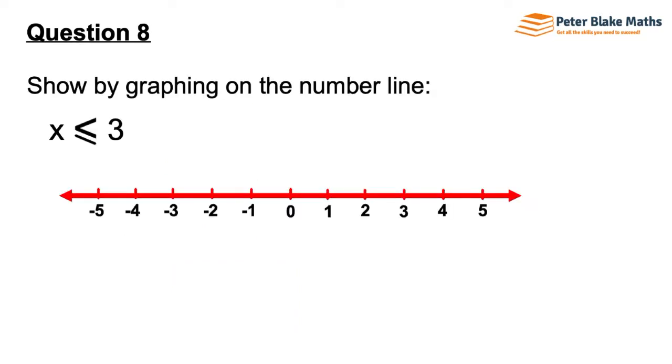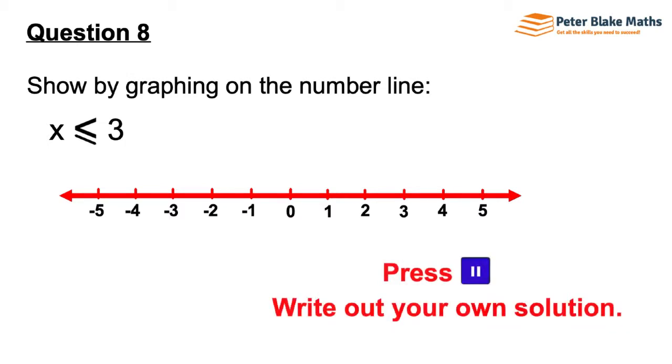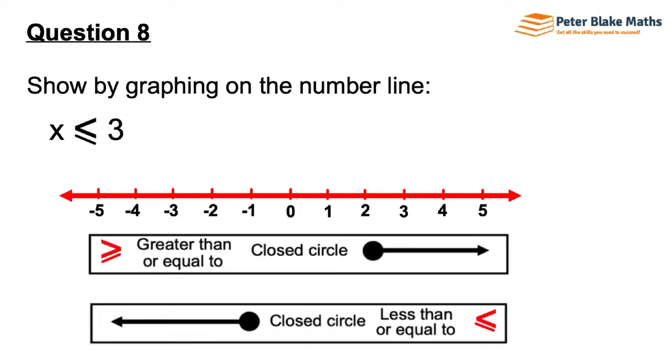Question 8. Show by graphing on the number line x is less than or equal to 3. Okay, on these ones, we've got greater than or equal to signs. They have a closed circle and they point to the right-hand side. And less than or equal to signs, like we've got in this question, have a closed circle and they point to the left. The arrow points to the left.